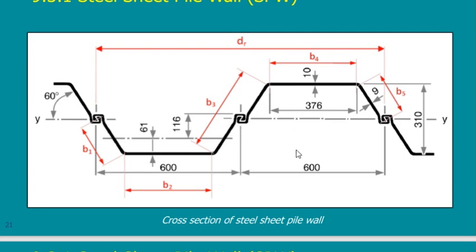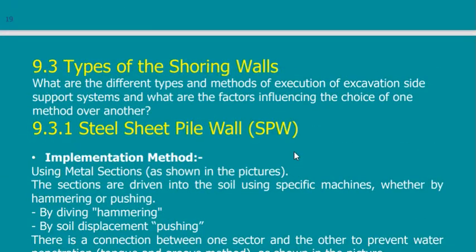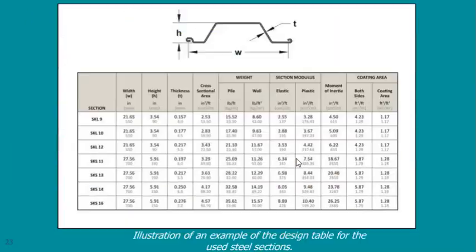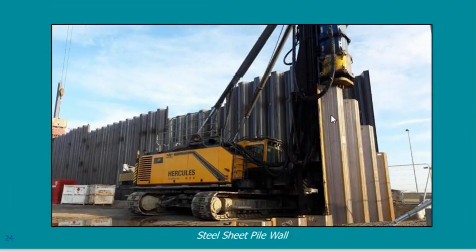So now the width of the wall is from this point to this point. So I get bigger dimensions, so I can use it. Of course, you will face a problem. What is this problem here? Sometimes you cannot push your steel sheet pile wall to the required depth.